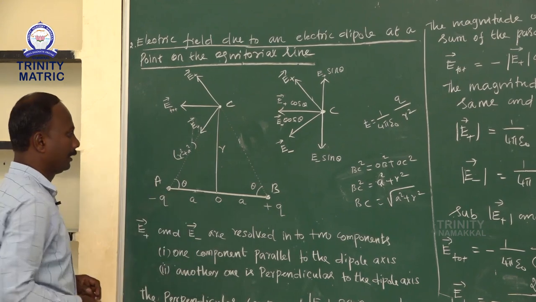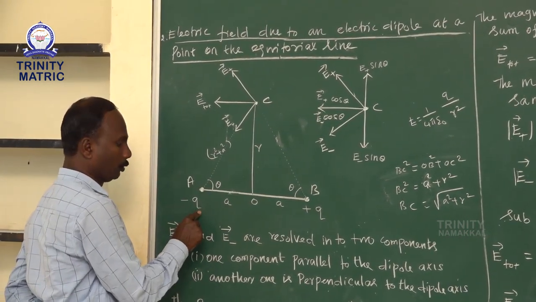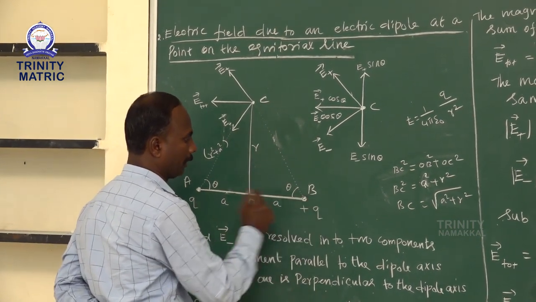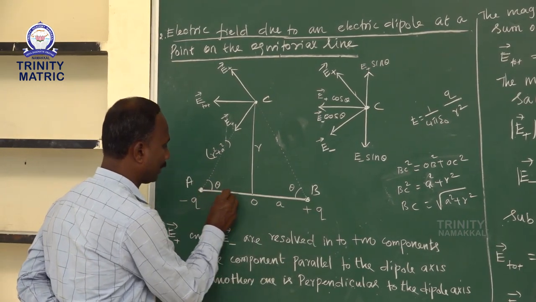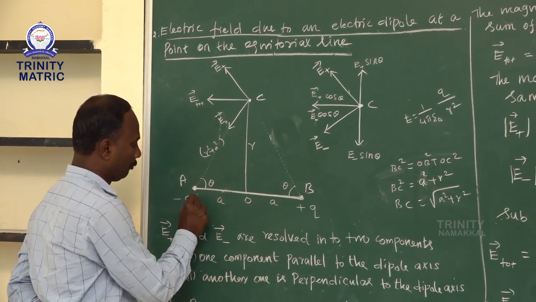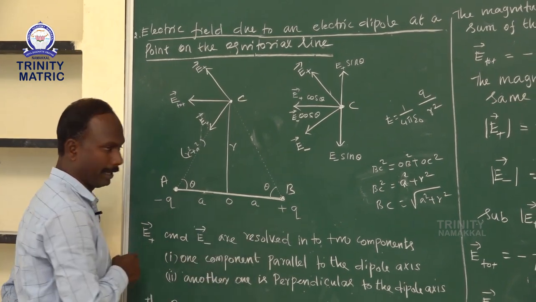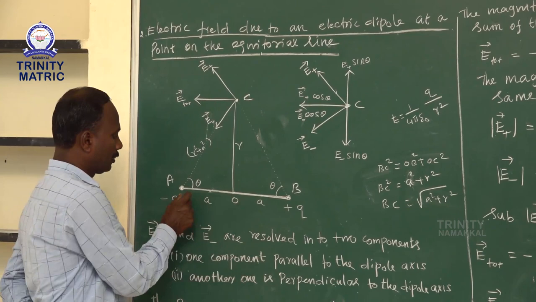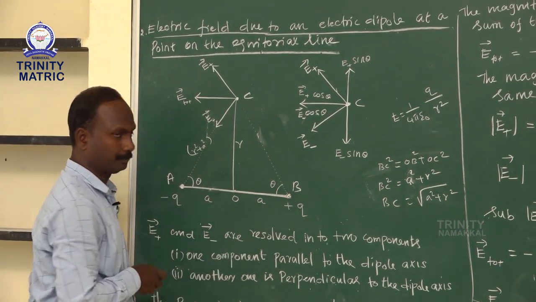Let us see the diagram. Let the minus Q be placed at point A and plus Q be placed at point B. So the minus Q and plus Q act as an electric dipole. The distance between A and B is 2a. Let O be the origin. The distance between A and O is a, and between O and B is a.